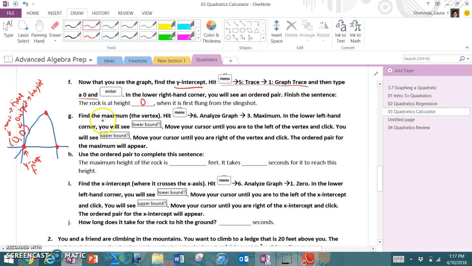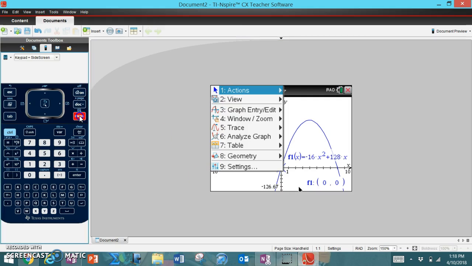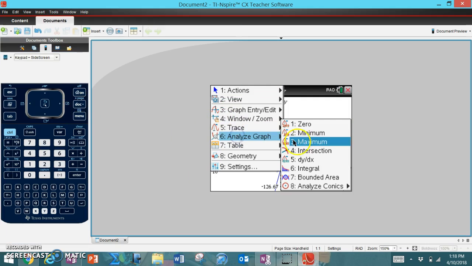The second point we're going to find is the maximum or the vertex. That's this one, is the maximum or the vertex. And again, I'm going to find an ordered pair where the first number will represent the time and the second number will represent that max height. In order to do that, we're going to go Menu, Analyze Graph, Maximum, and then ultimately take a picture. So I go back to my graph, I go Menu, Analyze Graph, Maximum.